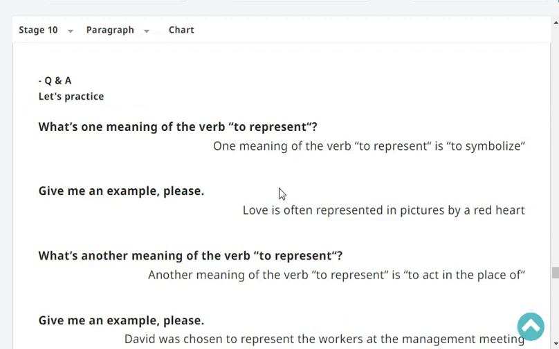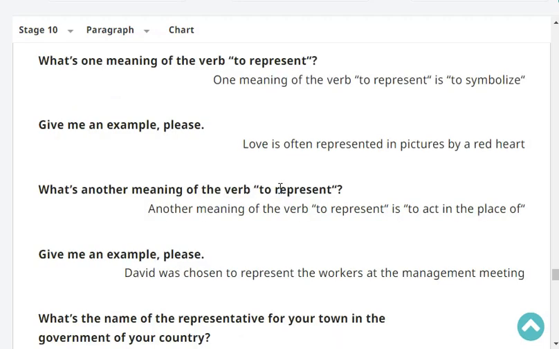Love is often represented. A sentence. Love is often represented in pictures by a red heart. Very good.